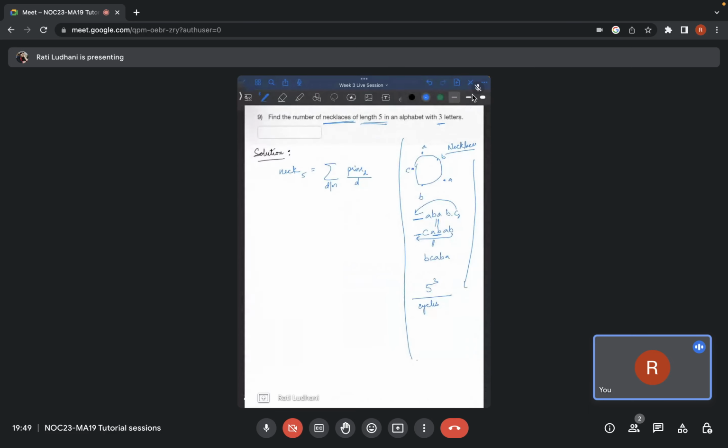Okay, where were we? So necklace of length 5 in an alphabet set with 3 letters. This is the formula. So let's calculate. This will be what? Number of primitive words with the length to be 1. Because what are the divisors? Divisors are 1 and 5, because n is 5. So we'll get 1 plus.